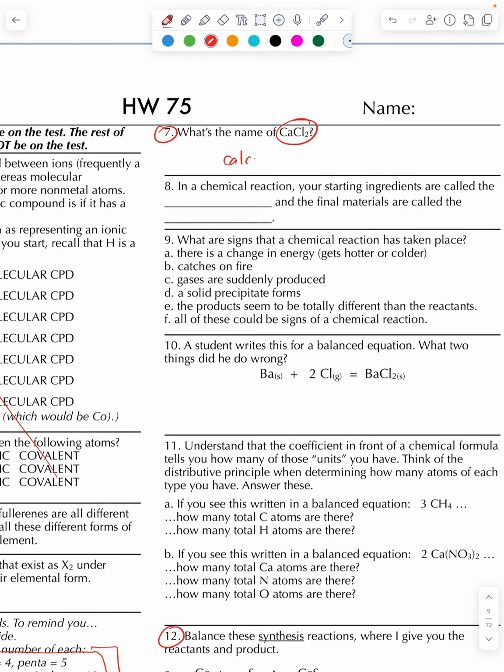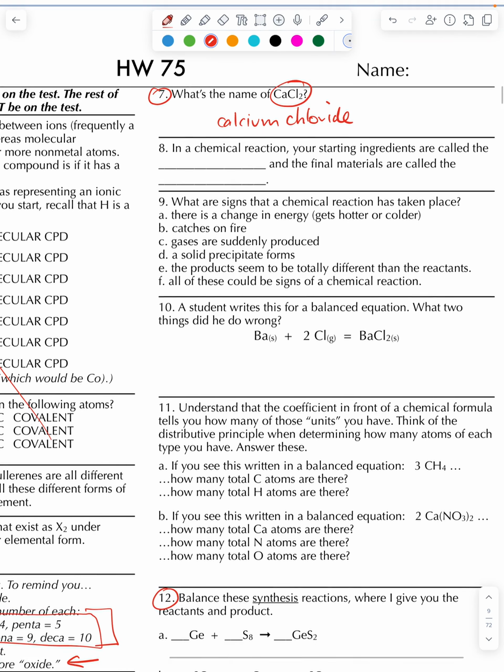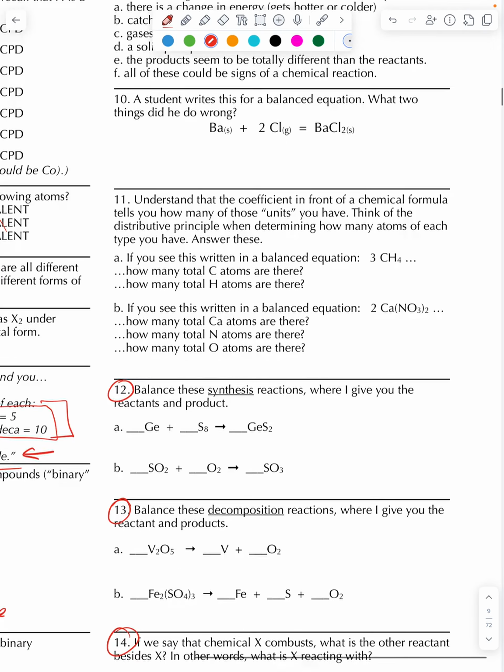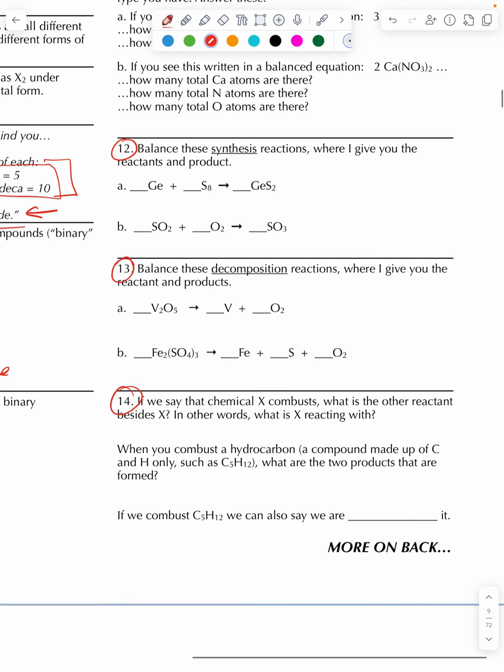So we would just call that one calcium chloride. We don't use di- or tri- or whatever for ionic compounds. So make sure you know if it's ionic or molecular. That's a metal plus a non-metal, so we use our ionic compound naming rules. All right, then we did balancing, like I said earlier.